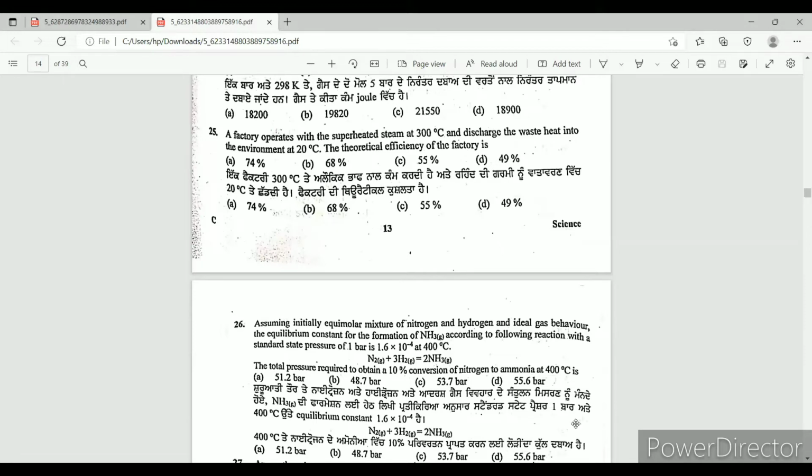Now let's proceed to the question. The question says a factory operates with superheated steam at 300 degrees Celsius and discharges the waste into the environment at 20 degrees Celsius. You have to find out the theoretical efficiency of the factory. So let's do this.